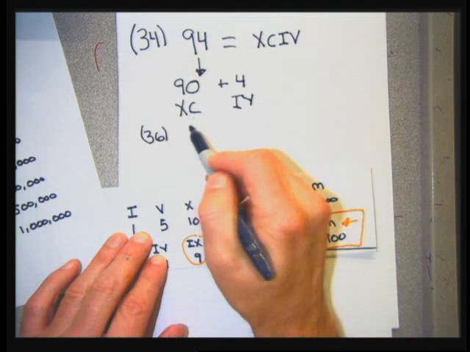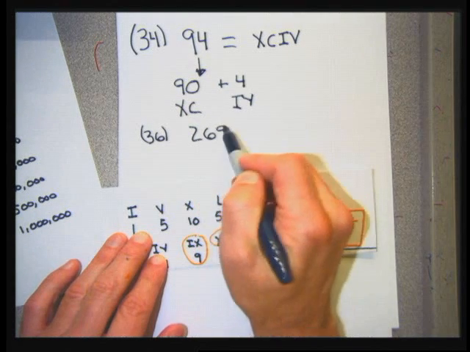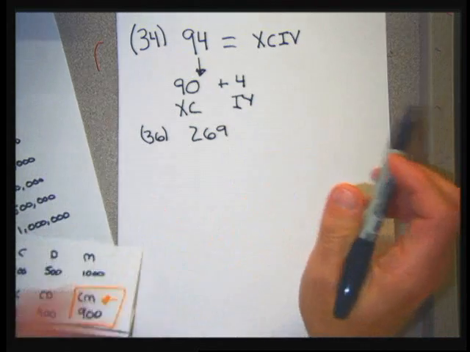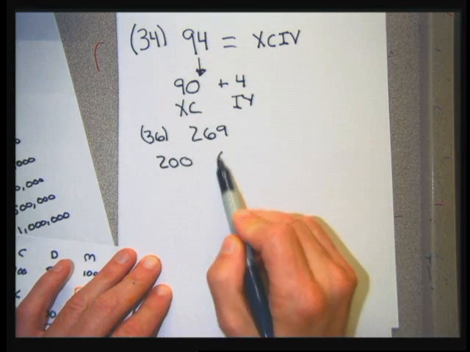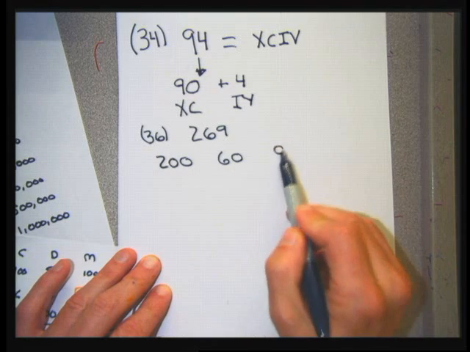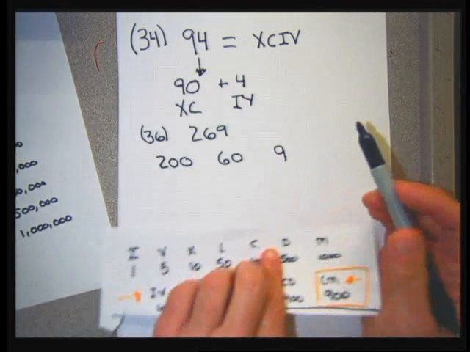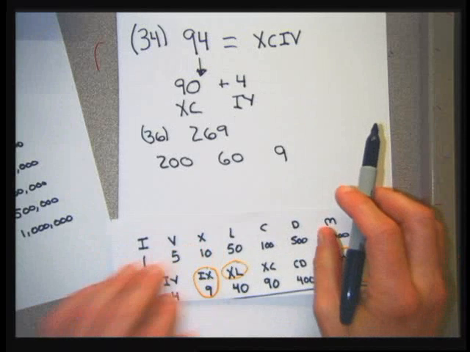Problem 36 wants me to write the number 269 as a Roman numeral. So I'm going to break the pieces up. There's a 200, there's a 60, and there's a 9. And now I'm going to try to figure out how to write each piece as a Roman numeral.